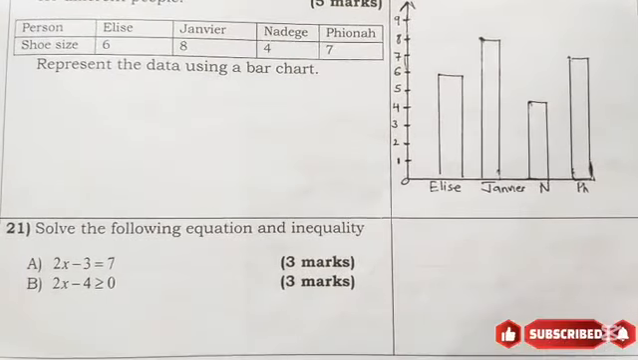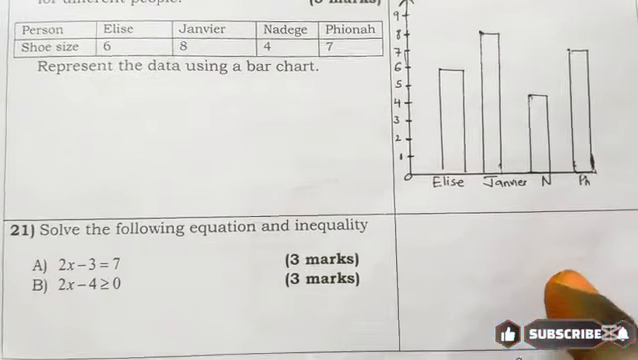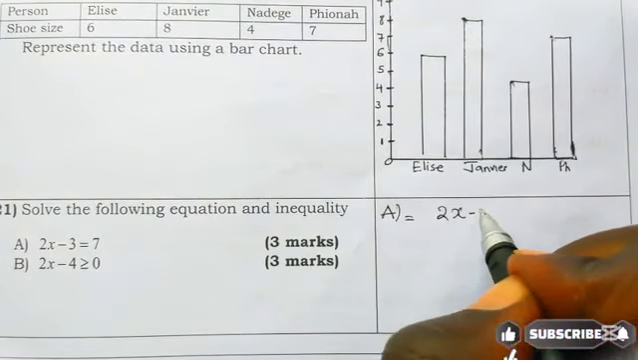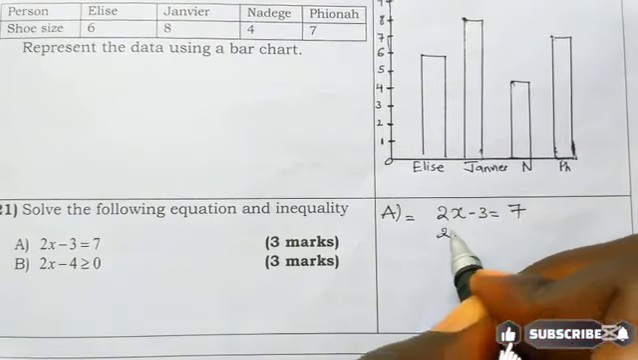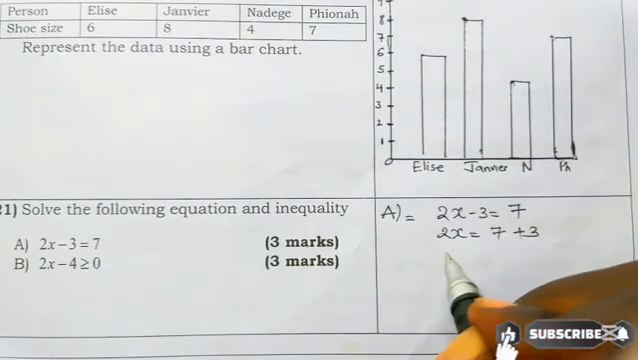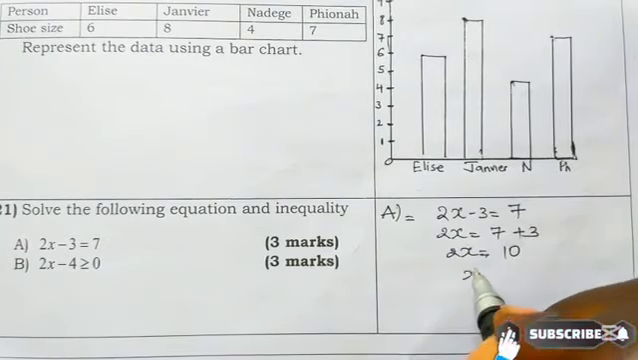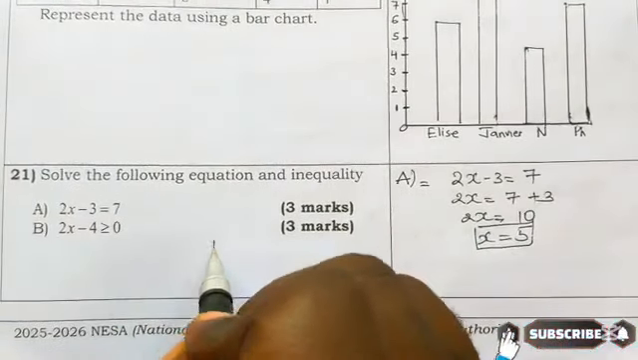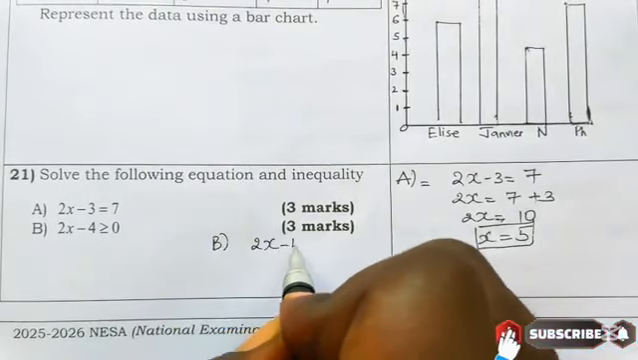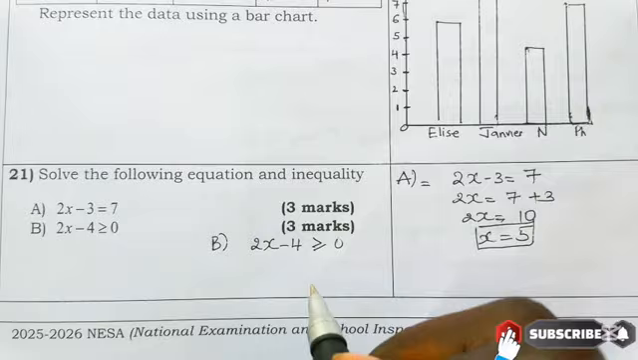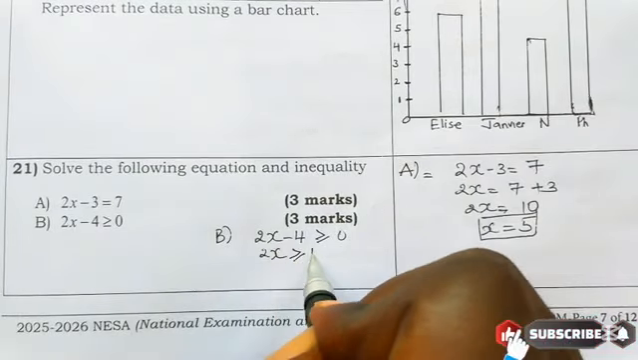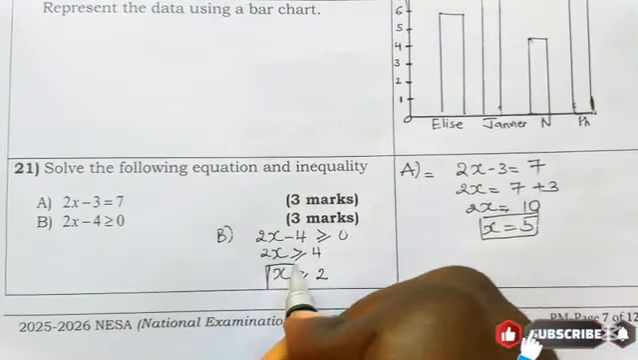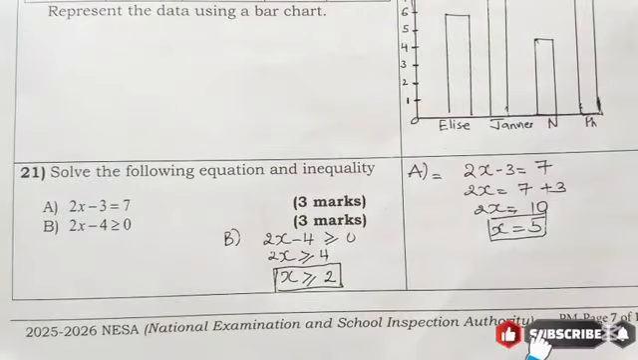We have to solve the following equation and inequality. The first one here, A, we shall say 2x minus 3 equal to 7. So that we shall say 2x equals 7 plus 3, 2x equal to 10, then x equals to 5. Right? Then let us solve B: 2x minus 4 is greater than or equal to 0. 2x is greater than or equal to 4. Then x is greater than or equal to 2. Right? This is our solution.